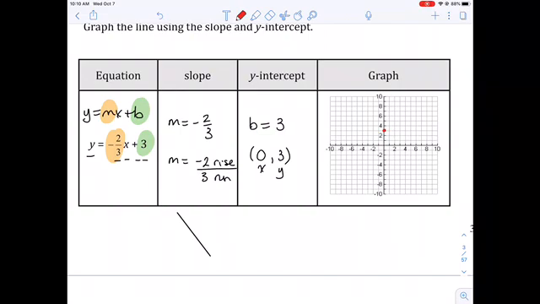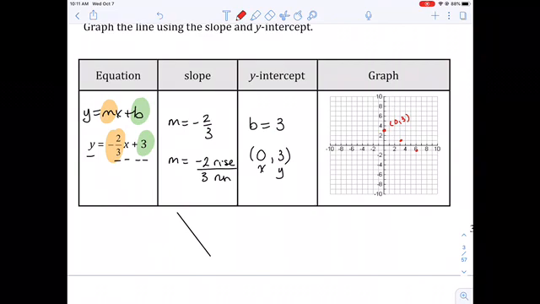There's our y-intercept right there. And we practiced in the prior unit how to draw lines using any point. So now we've just got a specific point. We started at a specific point, 0, 3, and then we're going to fall down 2 and run 3. Down 2 and run 3. And here's a couple of points on our line.